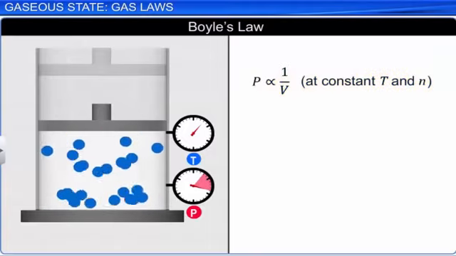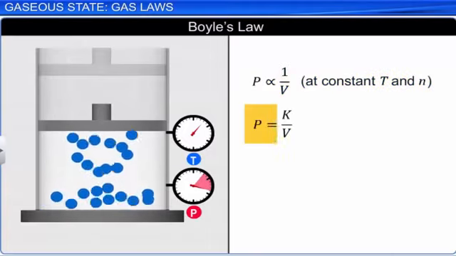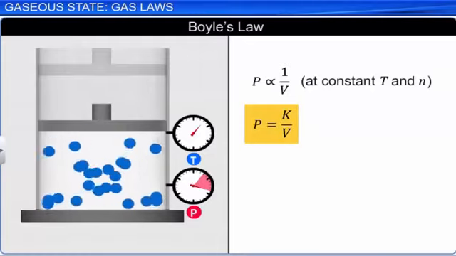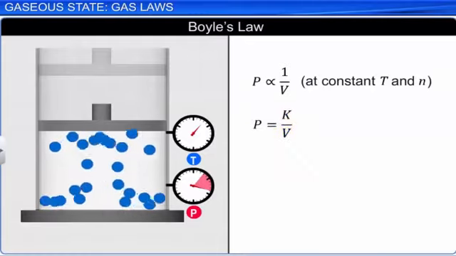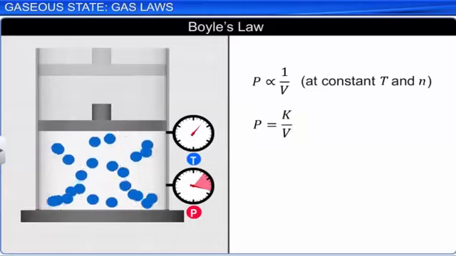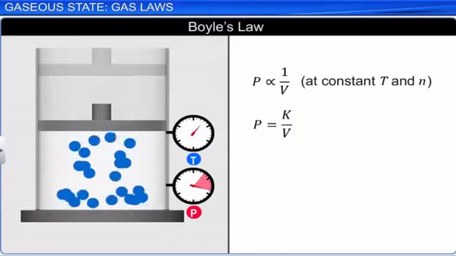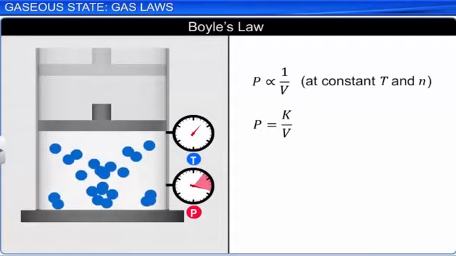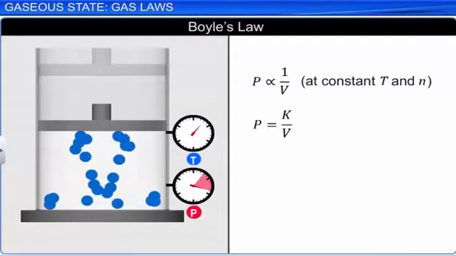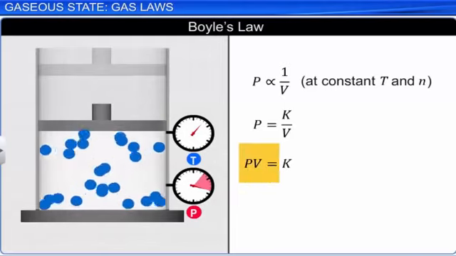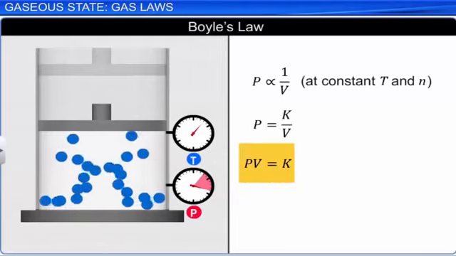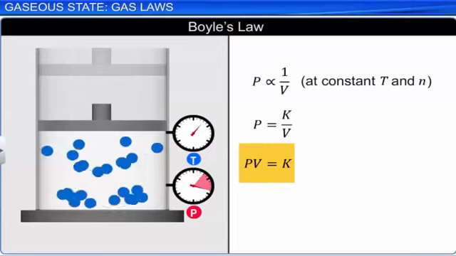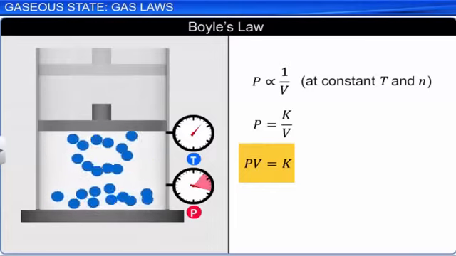Or P is equal to K by V, where K is a proportionality constant, whose value depends on the temperature and number of moles of the gas. On rearranging the equation, we get PV is equal to K. Or, in other words, at constant temperature, the product of pressure and volume of a fixed amount of gas is constant.